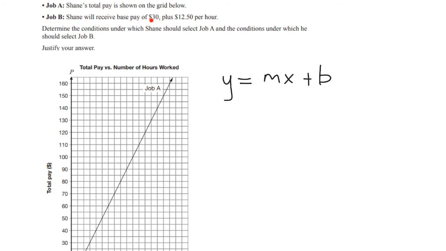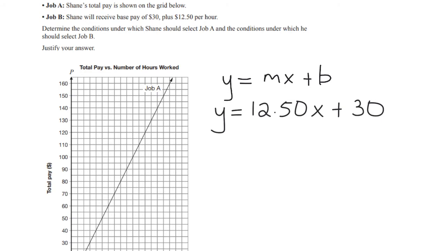So what that means is that even if Shane doesn't work any hours, this job will still give him a pay of $30. So this base pay is actually going to be substituted, or it's going to replace the letter b. The $12.50 per hour is our variable rate, okay, because this amount of money that he earns is going to change depending on the number of hours that he works. And remember that a variable rate or a variable cost can be used to represent your slope, or remember, this is also a rate of change. It is the amount of dollars that he's earning per hour.